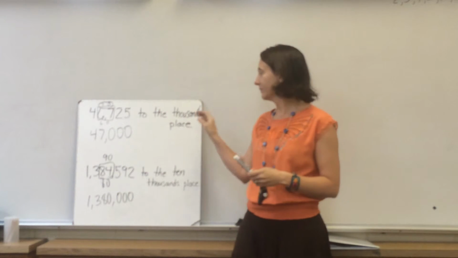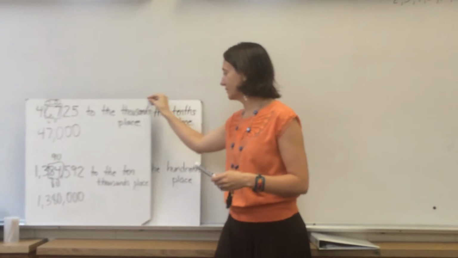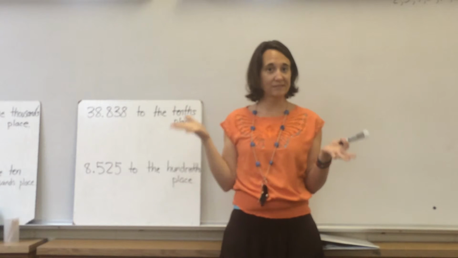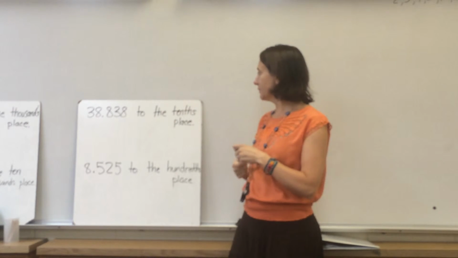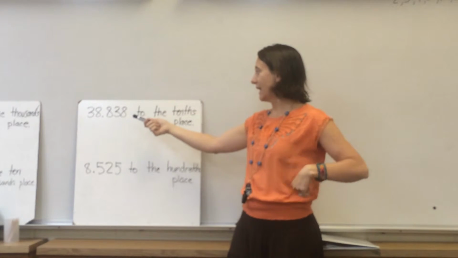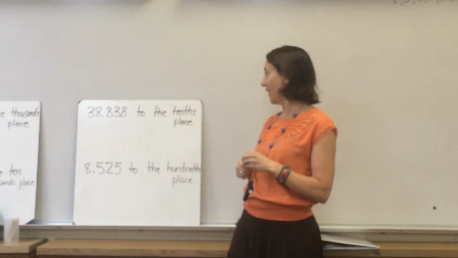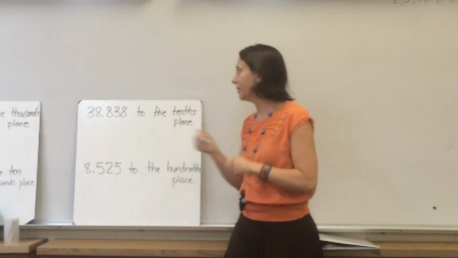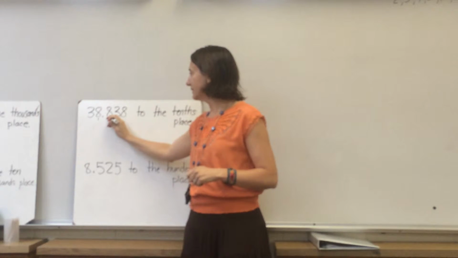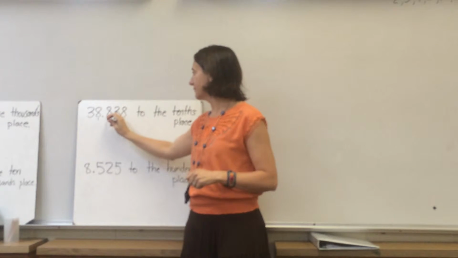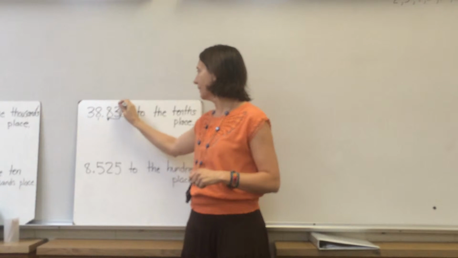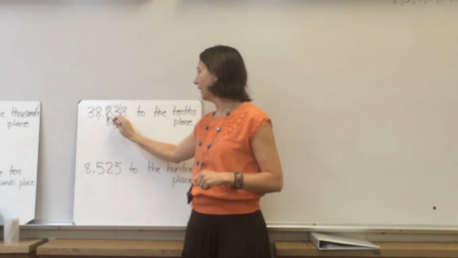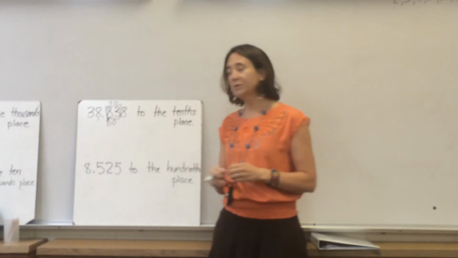Excellent. Now let's try it with decimals, which is not any harder, I promise, as long as you know your place value. So the first one, it says round this number 38 and 838 thousandths. It wants us to round it to the tenths place. So remember, if you're having trouble, this is the ones. There's the tenths place. So we're going to underline this, box this in. So again, we're between 80 and 90. And which one's it closer to?